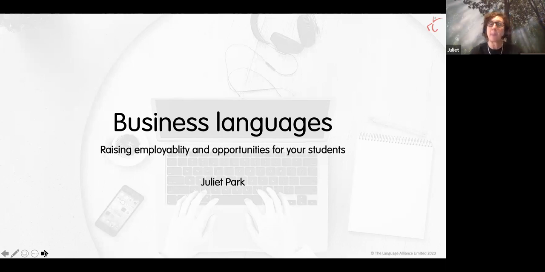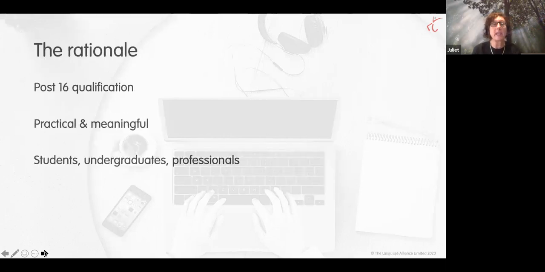But because there have been some changes over the past 6 to 12 months, I want to talk to you about the future and where this qualification may go, rather than where we've been up to now. So it's designed for post-16. I think what works really well, it's practical and meaningful, and it really does appeal to students, undergraduates, because we work with universities, and we've also worked with professionals who are actually based in the workplace.